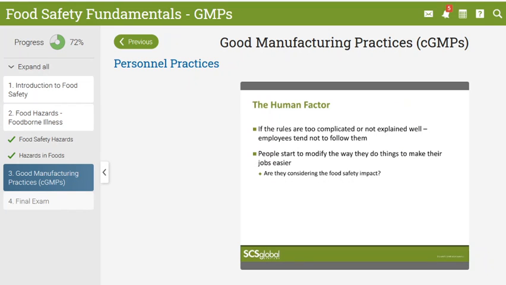When we think about personnel and food safety problems, we need to think about the human factor. If the rules are too complicated or not explained well, employees tend not to follow them. Also, if people are established in their position, they start to modify the way they do their job to make it easier, and often they don't consider the food safety impact.